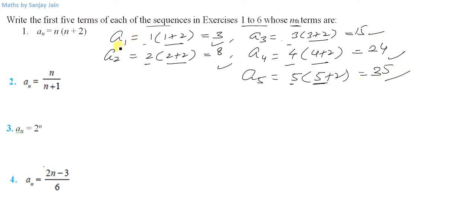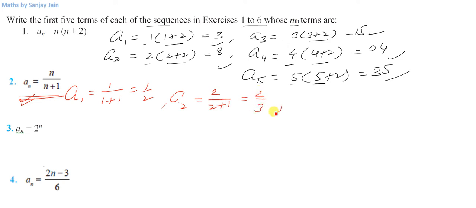Alright, can I erase this now to write the answer to the next question? Or let me write it in the limited space using a different color so that there is no confusion. So to write the first 5 terms of this sequence, I'll write A1, which is equal to 1 over 1 plus 1, that is 1 by 2. A2, 2 over 2 plus 1, that is 2 by 3. A3 is equal to 3 by 3 plus 1, that is 3 by 4. Similarly, you can write A4 as 4 by 5 and A5 as 5 by 6.